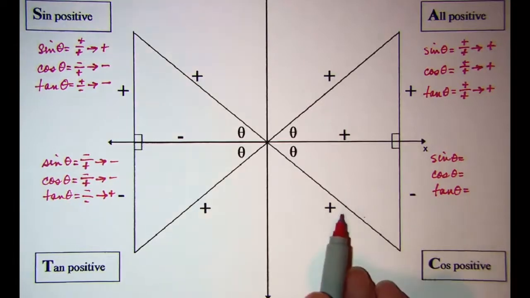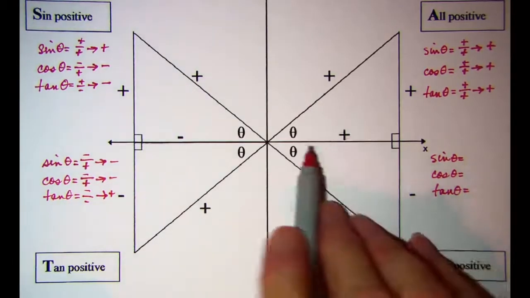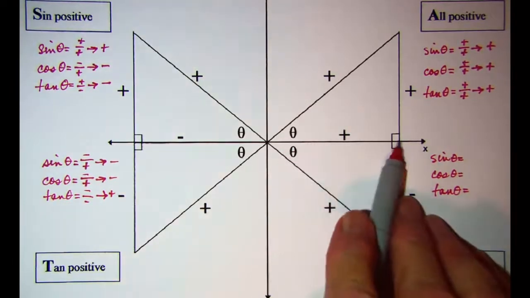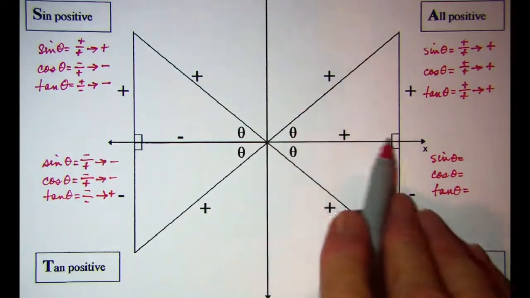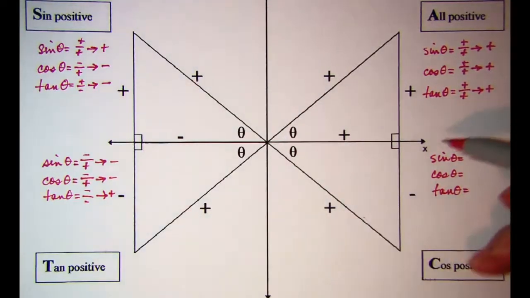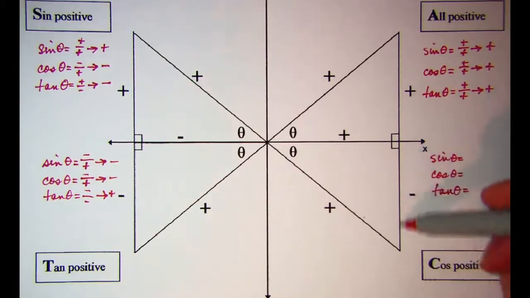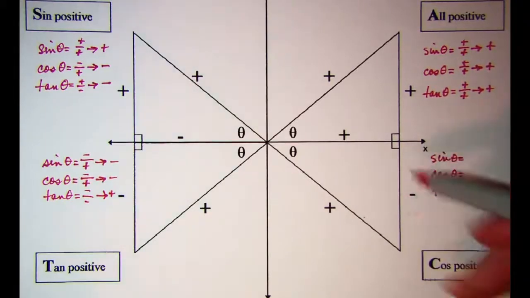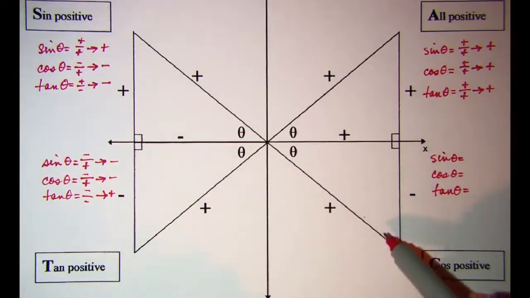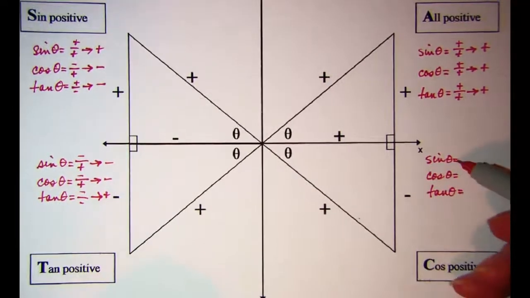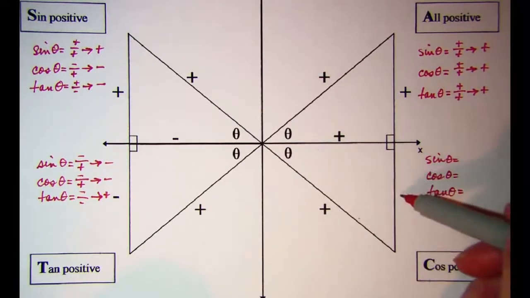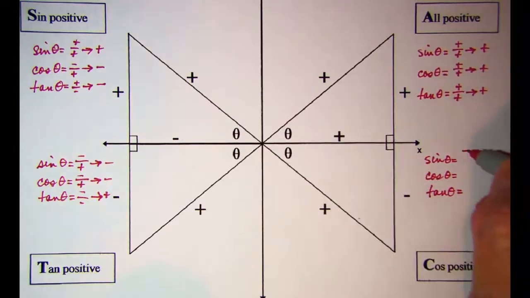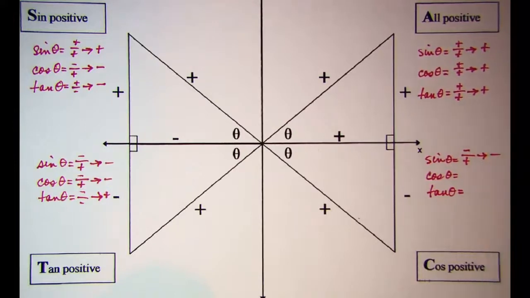And then finally, let's look at quadrant 4. My x value, or the side on the x-axis, is positive. The side that's parallel to the y-axis is negative, and my hypotenuse is positive. Sine is defined as opposite over hypotenuse, so negative divided by a positive, which is a negative.